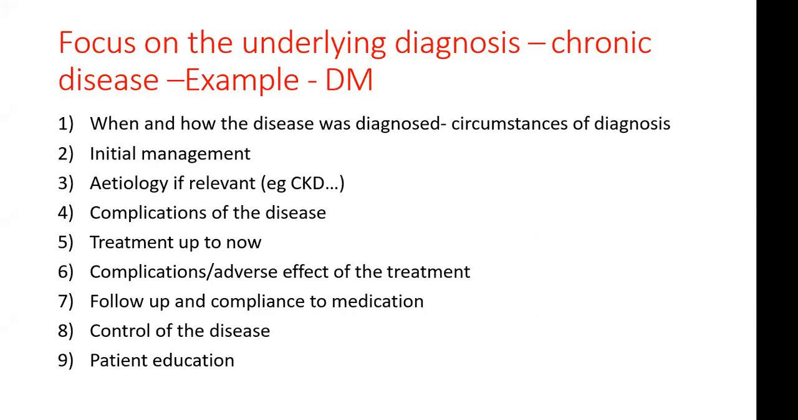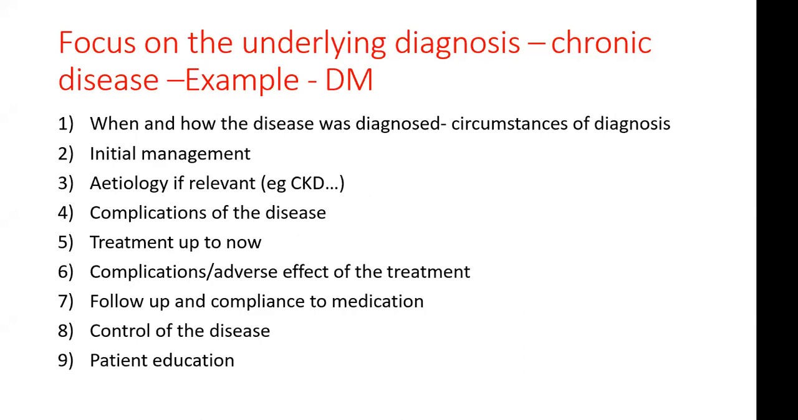Then any adverse effects of treatment. For example, in this instance of diabetes, you're talking about hypoglycemia, right? Adverse effects of treatment. And the last 3 points are also important and you frequently forget. So make sure that you make it a point to get this information as well. Follow-up. What about the patient's follow-up? And is the patient compliant to medication? Right? Is the disease under control?